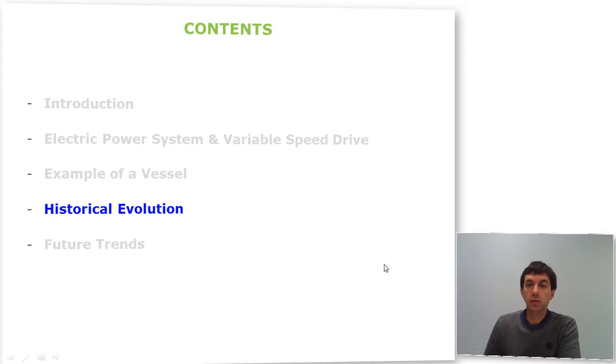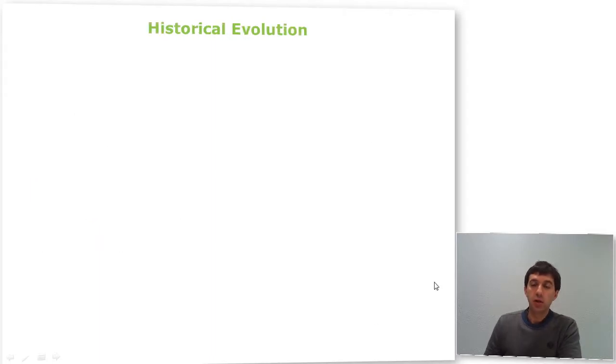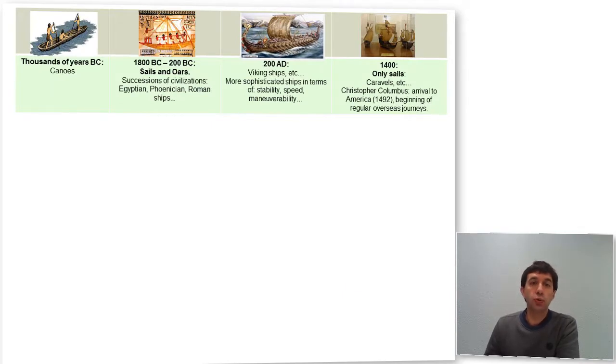Okay, so let's now describe very shortly the historical evolution of vessels or ships. Here we will just provide some remarkable events of this historical evolution of ships. We have to go back many years, and at the beginning the historians say that we used canoes. Then some years after, in 1800 years before Christ, we used the combination of sails and oars by different civilizations: Egyptians, Phoenicians, Romans, and so on.